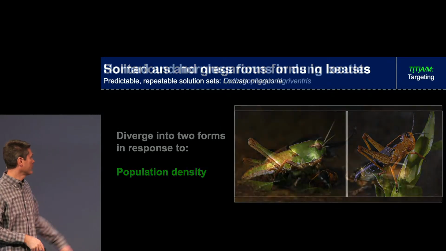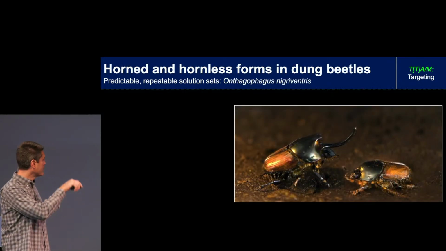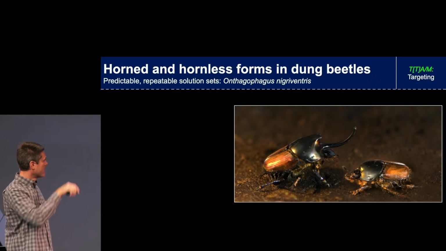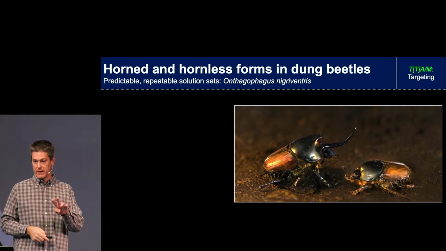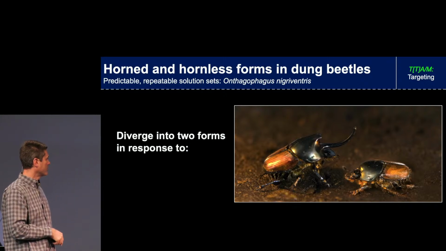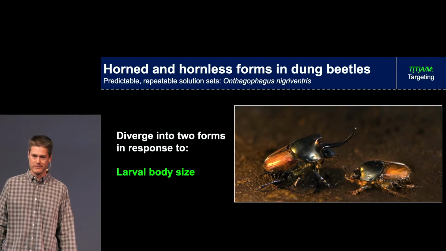Okay, another example, horned and hornless forms in dung beetles. It's a little hard to see on the screen here, but this has a giant horn sticking out of it, and this one does not. So two populations, they either become horned or non-horned, and they diverge in response to the size they have as larval body size.